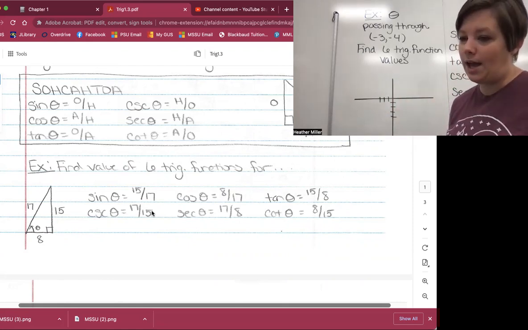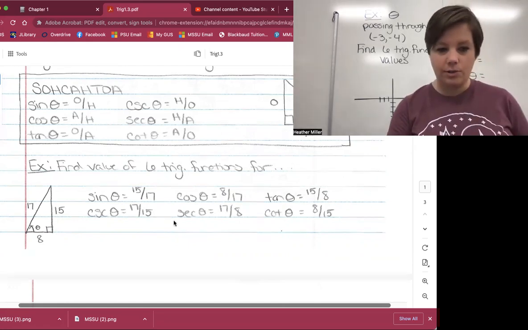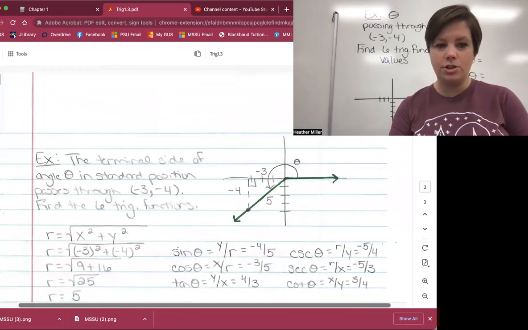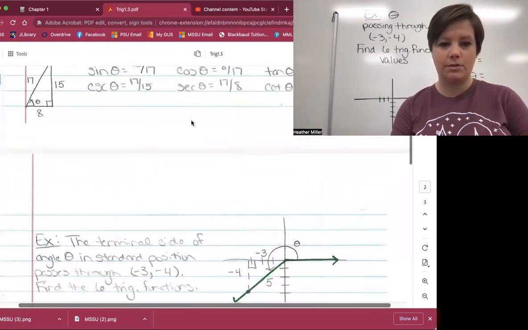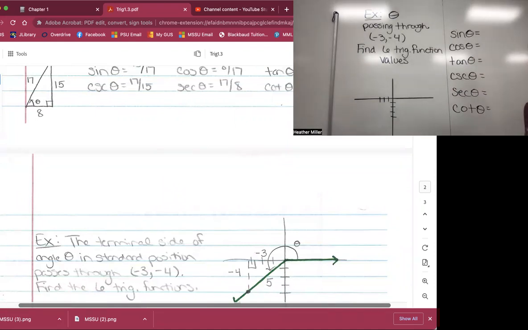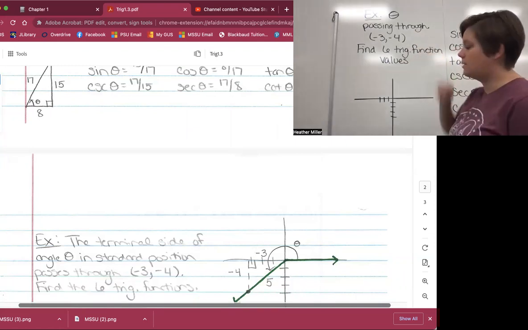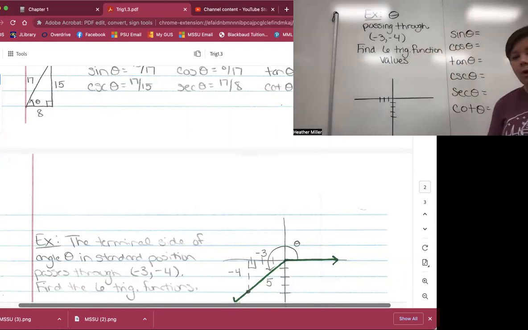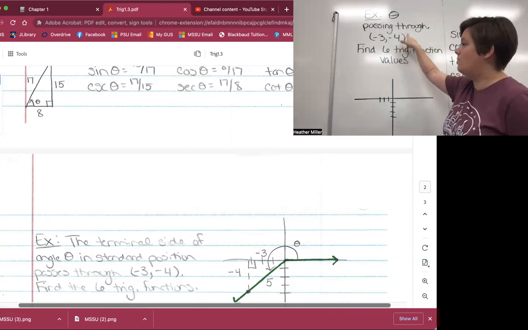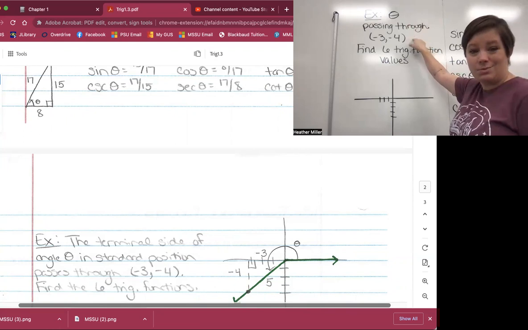It says that we have in standard position passing through... Actually, I can show you. Hold on. Don't cheat. I can show you by covering up the picture like that. There we go. Standard position of the angle theta passing through the point -3, -4, find the 6 trigonometric functions. What I want you to see is it's giving us a lot of information, and it may look confusing, but really the most important part is this point, this -3, -4.